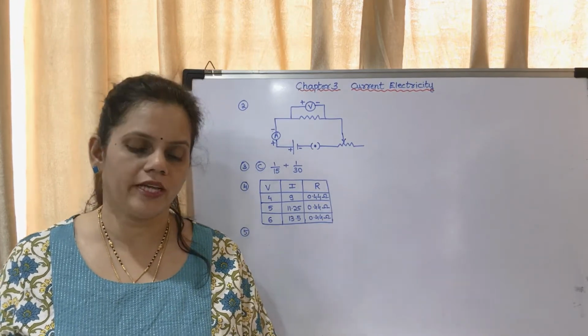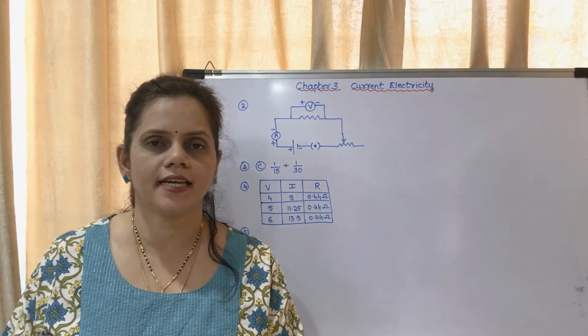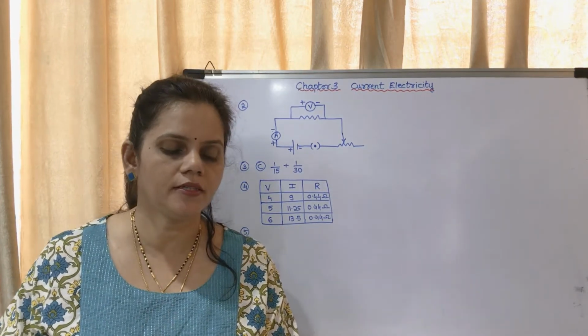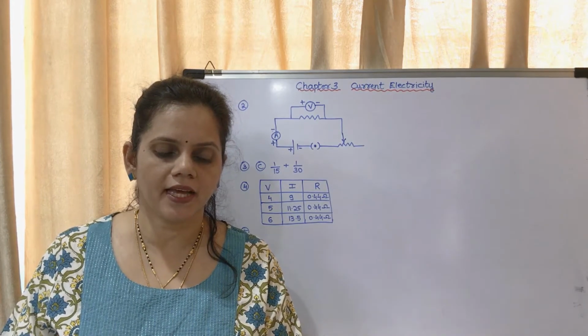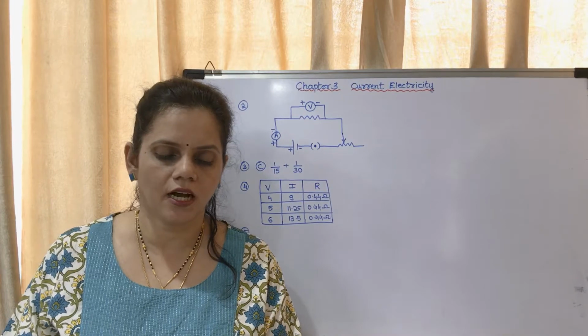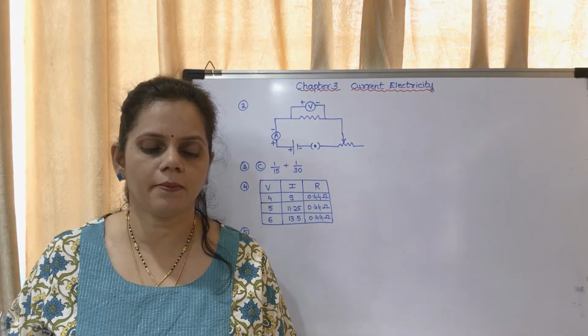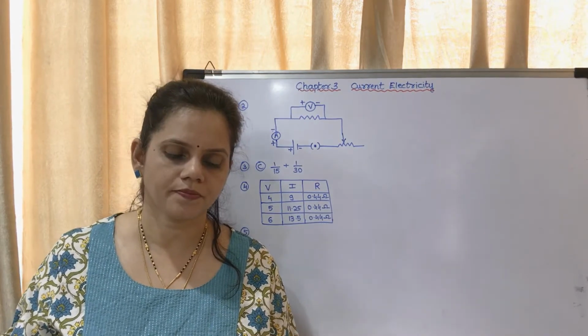Now we may move on to the exercise, page number 44. I will just discuss the exercise because the exercise questions are very important. The accompanying figure shows some electrical appliances connected in a circuit in a house. Answer the following questions. By which method are the appliances connected? They are connected in parallel.